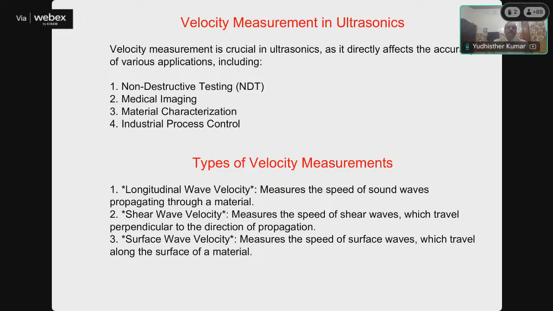Measurement in ultrasonics is important as it directly affects the accuracy of various applications, including NDT, medical imaging, material characterization, and industrial process control. Types of velocity measurement: longitudinal wave velocity, which measures the speed of sound propagation through the material. Shear wave velocity measures the speed of shear waves, which travel perpendicular to the direction of propagation. Surface wave velocity measures the speed of surface waves, which travel along the surface of the material.